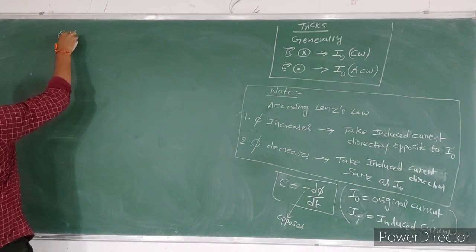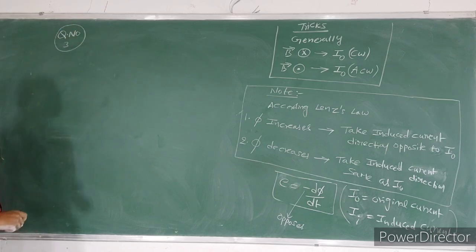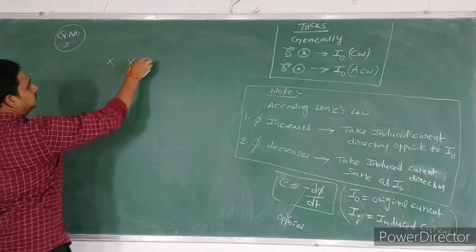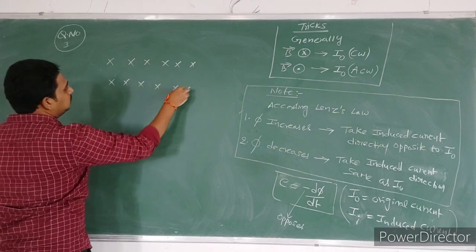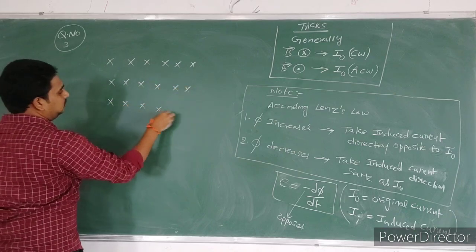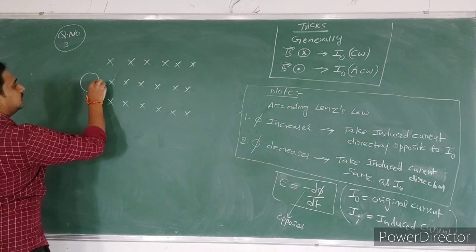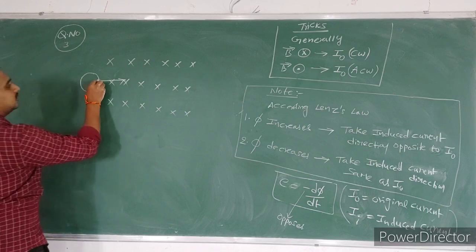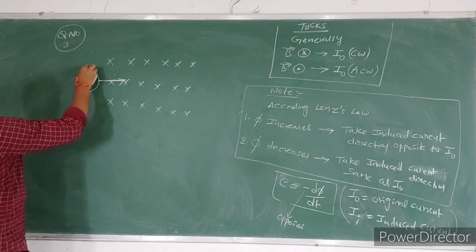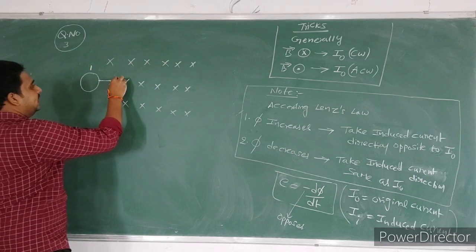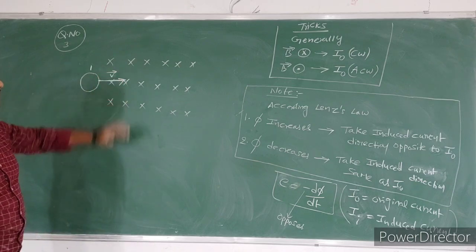Question number 3, I consider. Observe carefully. Here I consider two figures. One is entered into this field. This is conductor 1. It is moving with velocity v bar, and it is entered into the magnetic field.